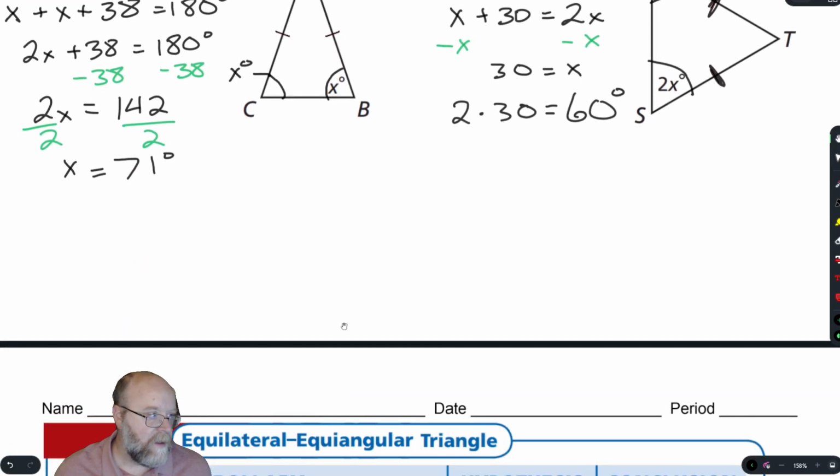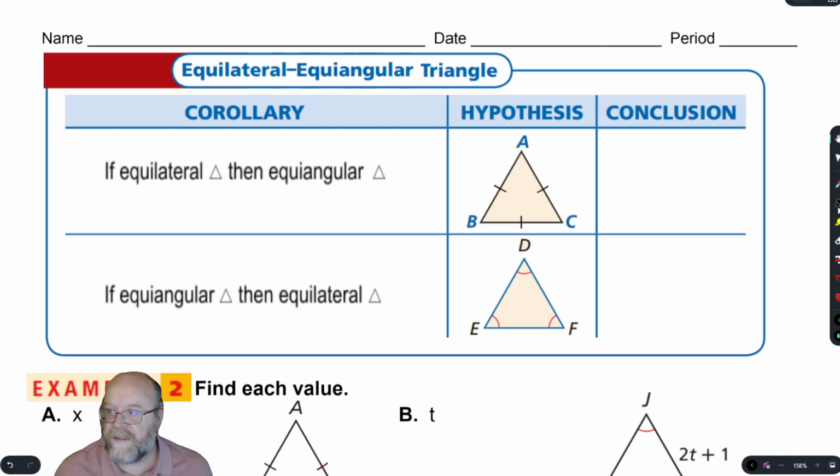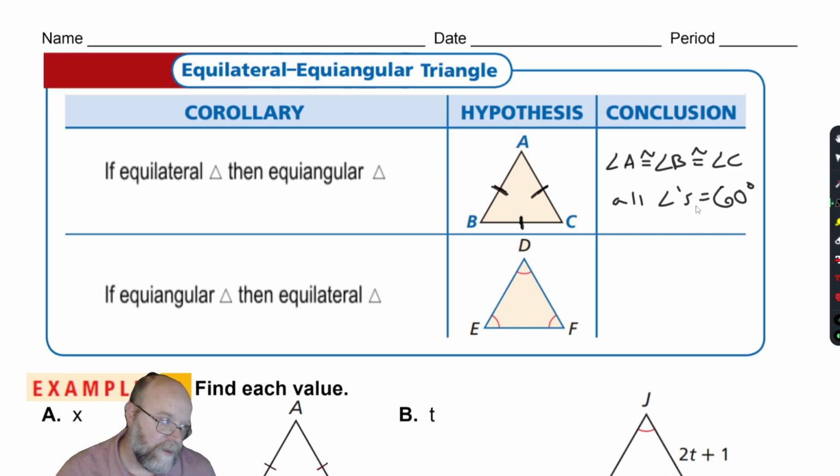What is it? Do you know it already? It's 60. It's an equilateral triangle. Because equilateral triangles are actually equiangular triangles. If your triangle is an equilateral triangle, which means 3 congruent sides, then it's equiangular, which means angle A is congruent to angle B, which is congruent to angle C. And if they're all 3 congruent, then they all add up to 180 degrees. And 180 divided by 3 is 60 degrees. So all equilateral triangles have 60-degree interior angles. Every one of them is going to be 60 degrees.